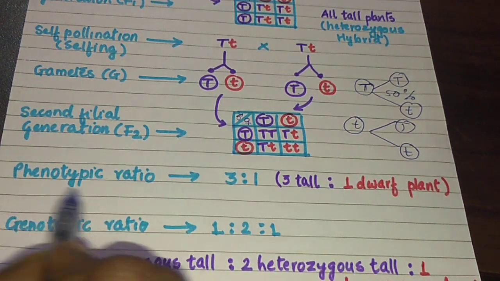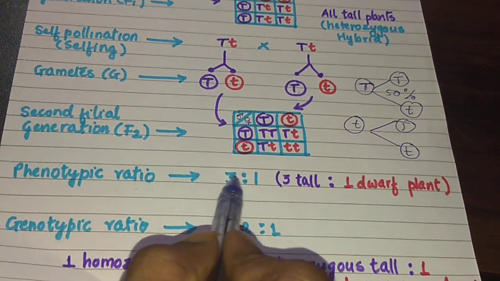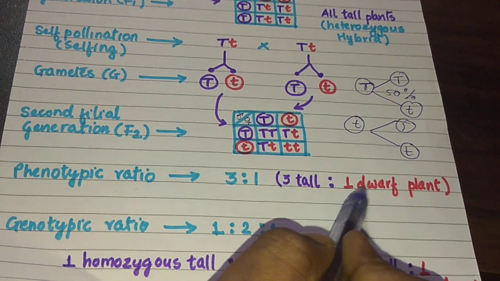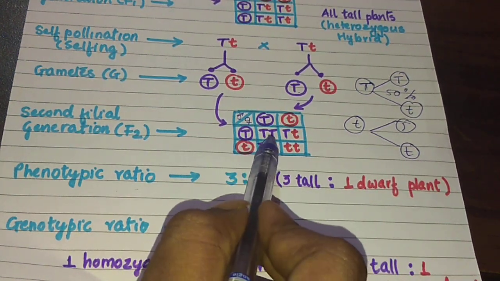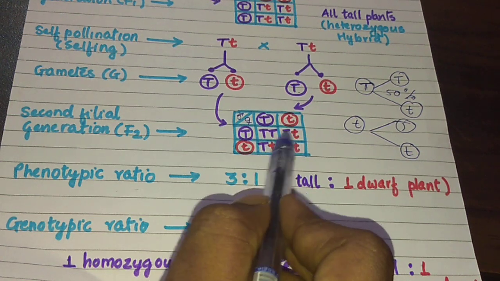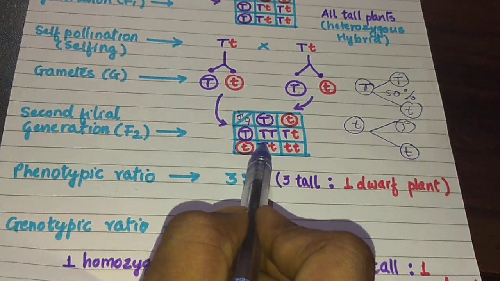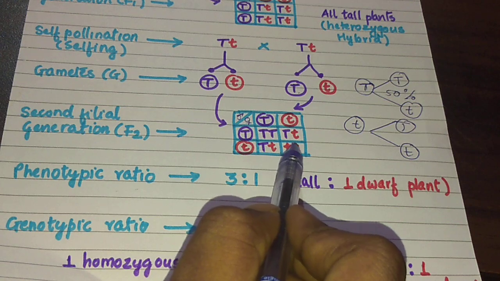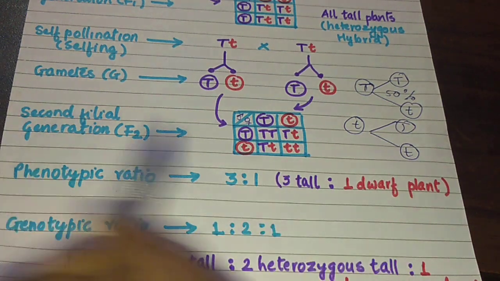And we have to write it down as the phenotypic ratio. The phenotypic ratio is 3:1, which indicates that there are 3 tall and 1 dwarf plant. You can see here capital T is the tall plant; capital T small t appears twice, so 2 offsprings are formed that indicate tallness. Why? Because capital T is dominant over small t, whereas there is only one offspring which is dwarf, that is small t, small t.